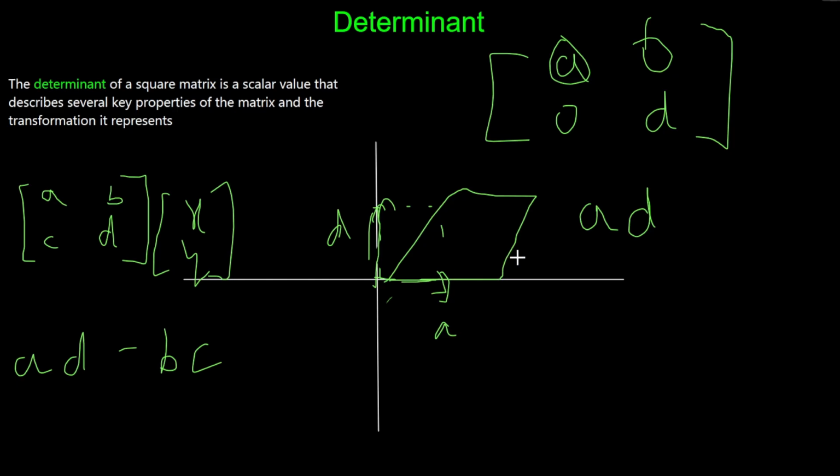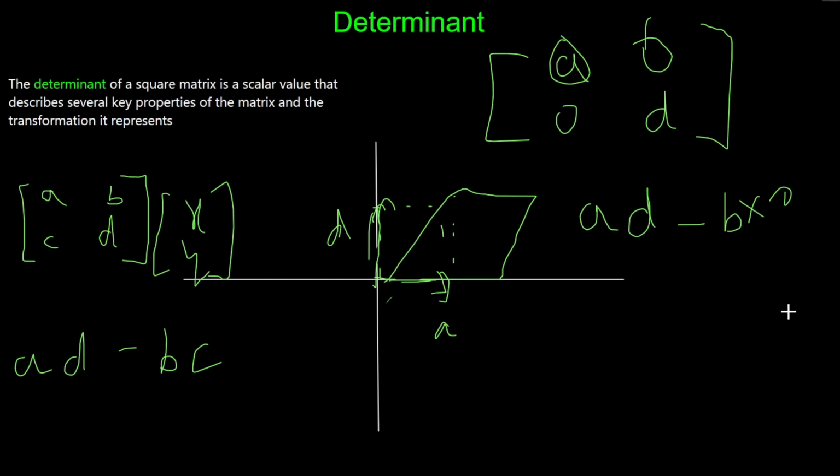For a parallelogram, what is the area? Area is still base into the perpendicular height. So the area doesn't change. That's why when you calculate the determinant, we cross multiply AD minus B into 0, which is the same thing, A and D, the same area of the parallelogram.